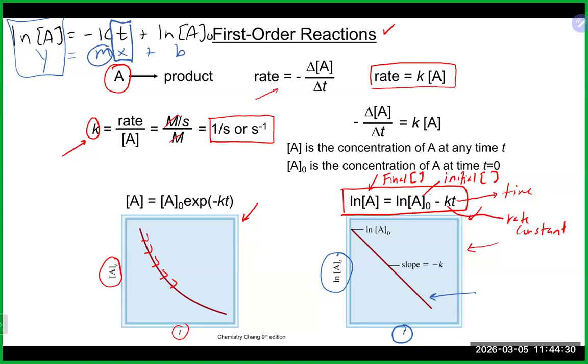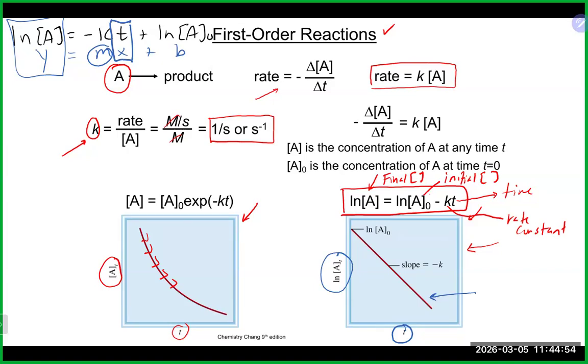So when you calculate the rate constant from a graph like this, you should end up with a positive value for k, and that's why the slope is not equal to just k; it's equal to negative k, because your slope will be a negative number, and that will turn it into a positive. Any questions on that there?